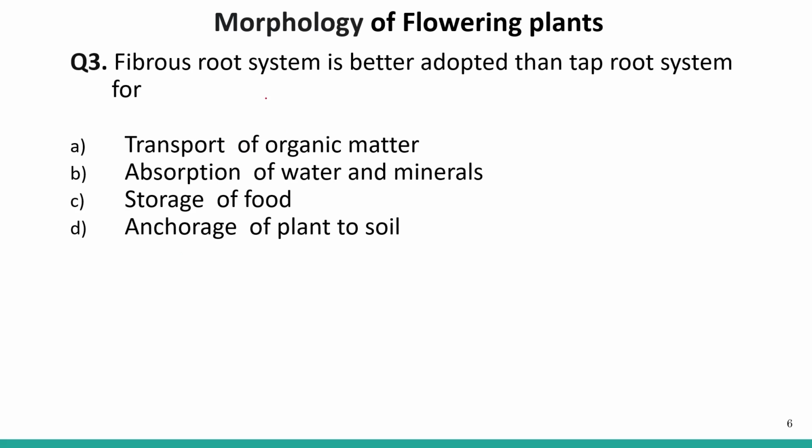Next question. Fibrous root system is better adapted than the tap root system for. Okay, so they are talking about what is the advantage of the fibrous root system over the tap root system. So let us study the options, or the distractors, which are given here. Transport of organic matter. Absorption of water and minerals. So the fibrous root system also absorbs water and minerals, and the tap root also absorbs water and minerals.